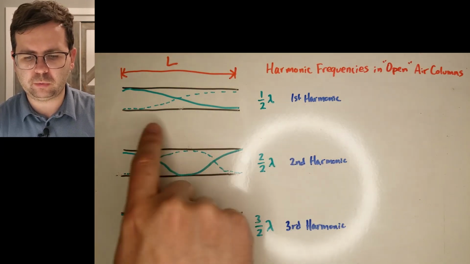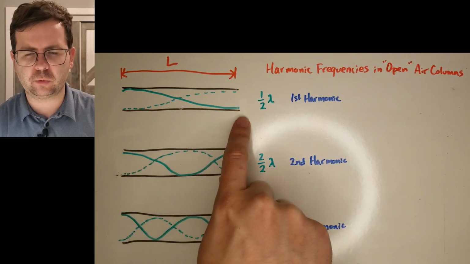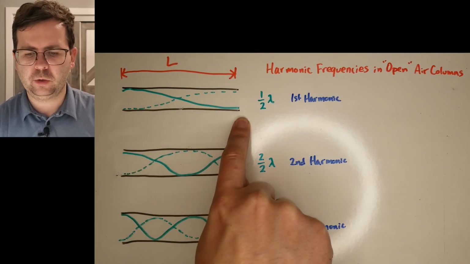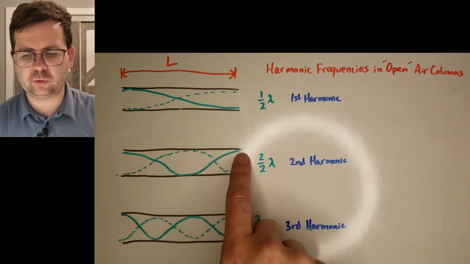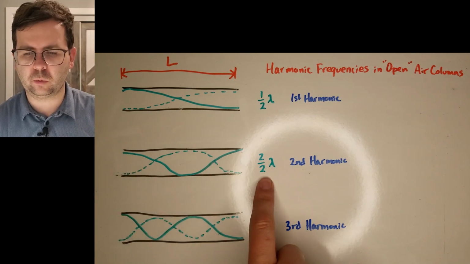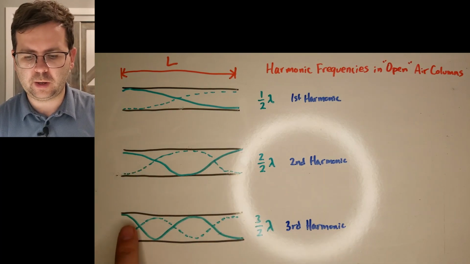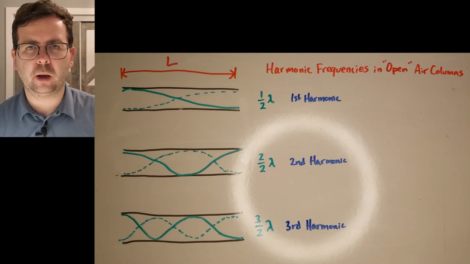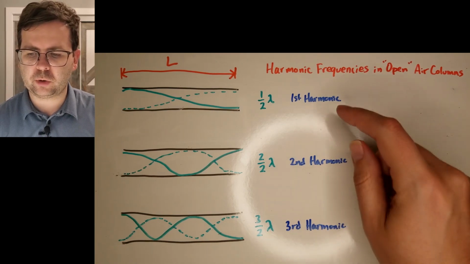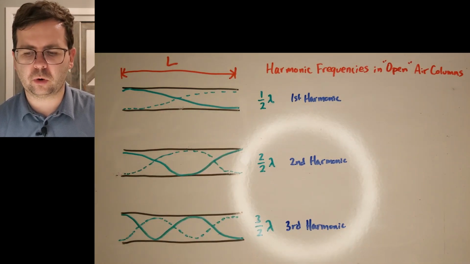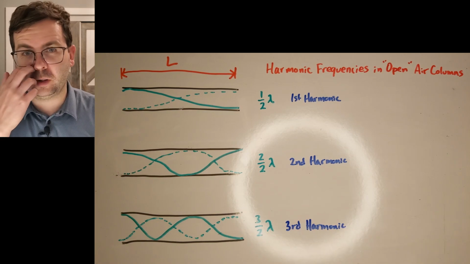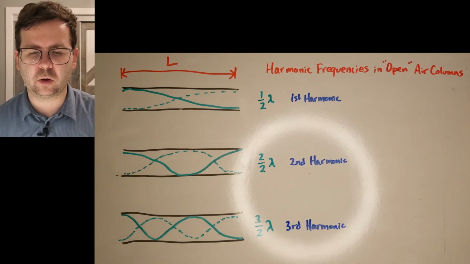You can have half a wavelength here. It goes from a crest to a trough, which is just half of a wave. You could also go crest to crest again. That's a full wavelength, or two halves. And then here I have three half wavelengths. We can keep going on and on all the way to infinity, and we call these different possibilities harmonics. So there are only certain harmonic frequencies, or harmonic waves, that fit inside of an open air column.